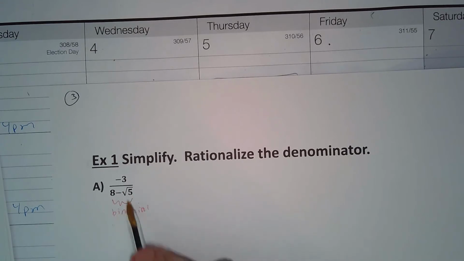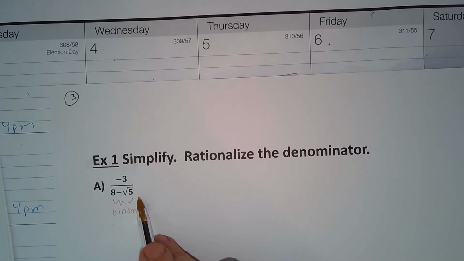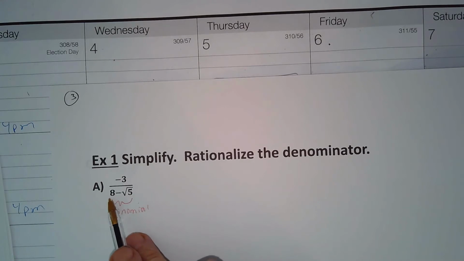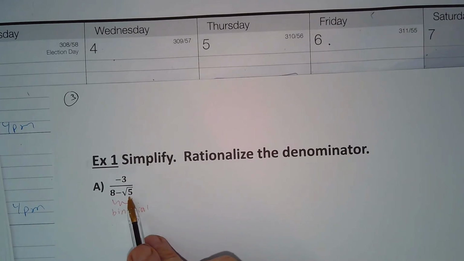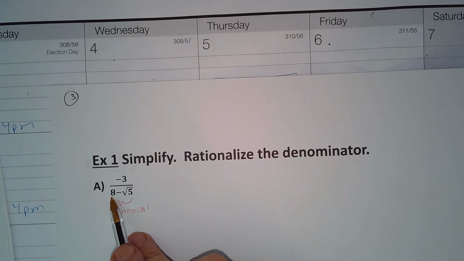So I could take this, and if I were to try to multiply the numerator and the denominator times just the square root of 5 to rationalize it, what would happen is I would end up multiplying the square root of 5 to 8 over here, and I have 8 square root of 5, and then I would multiply that square root of 5 to the negative square root of 5. So I'd end up with the radical sign still in the denominator, and I don't want that.